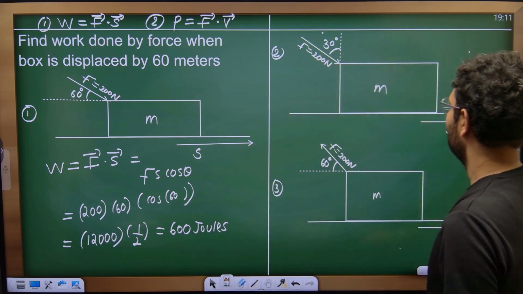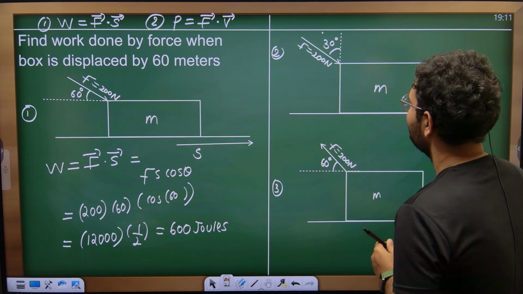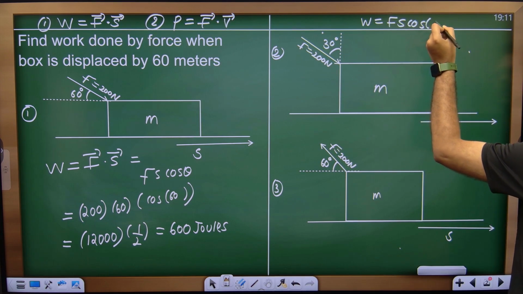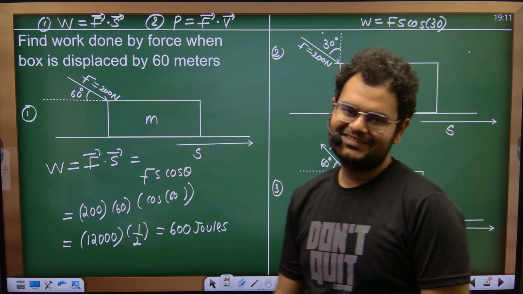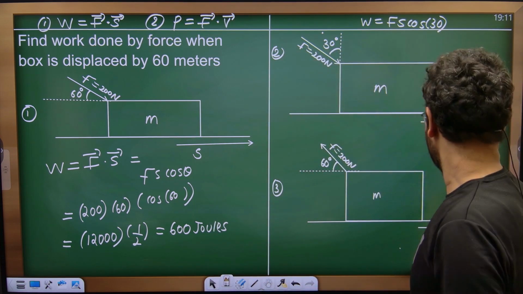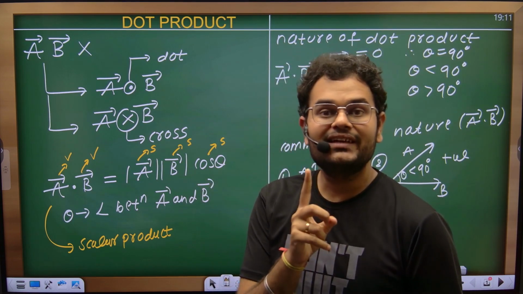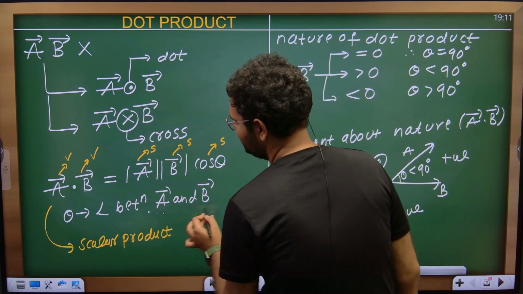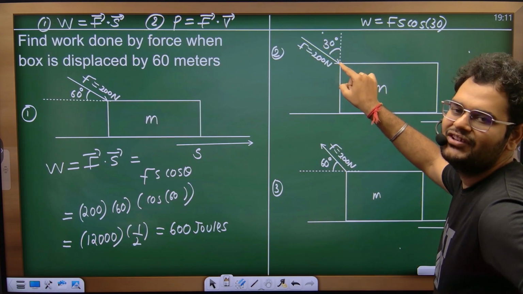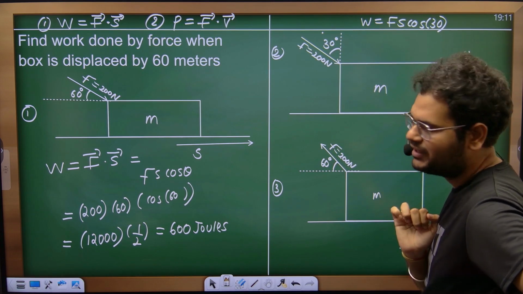Sir, what about this? Question is same. Here also we have to find work done. Now you tell me, can I write here W is equal to Fs cos 30? Is this correct or wrong? Hey, it is wrong. Why it is wrong, sir? Because theta is what I have discussed: this theta is angle between A vector and B vector. We have written here, it is angle between A vector and B vector. This theta they have given randomly. Okay. So I have to take angle between A vector and B vector.